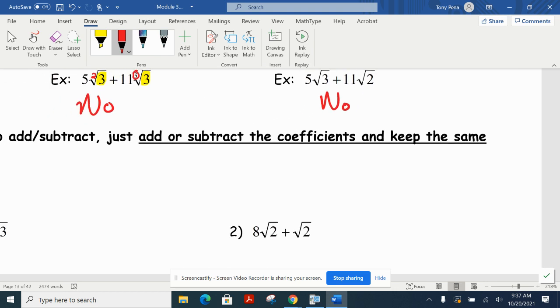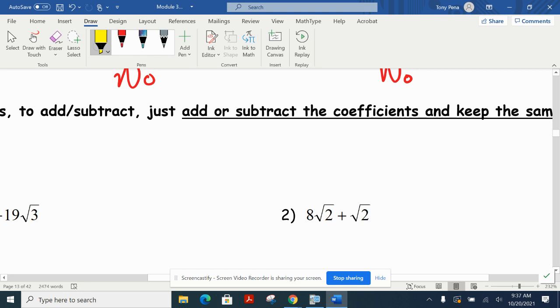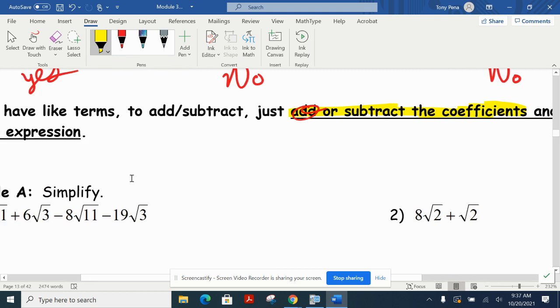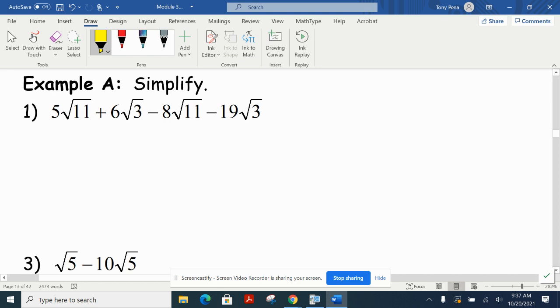If they are, in fact, like terms, you're going to do the same thing you do with x's and y's. You're just adding or subtracting their coefficients. So what I mean by that, go to number 1. What you would want to identify in number 1, you have the square root of 11 here. We have another square root of 11 there. You're basically just combining like terms. So you're going to add those numbers that are in front.